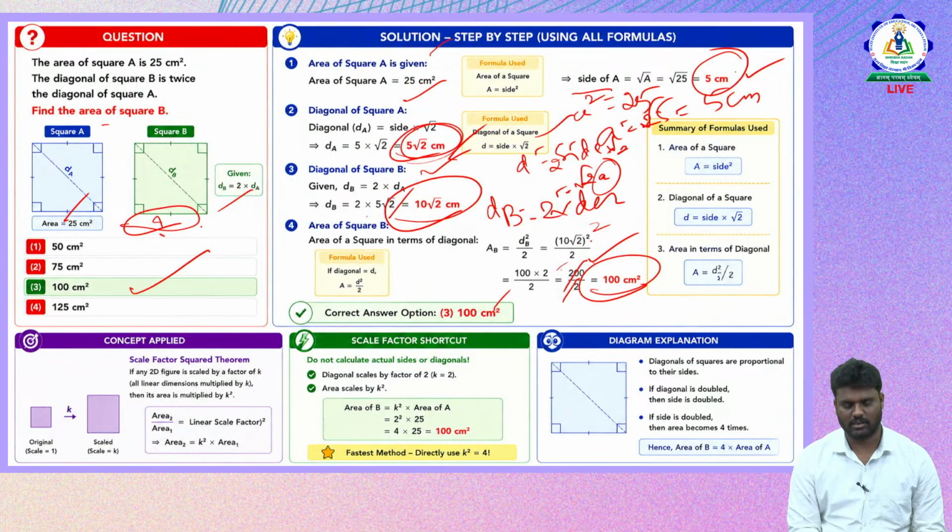Okay, in some cases, instead of calculating this much, we can also use the fact that when the diagonal scales by a factor k, taking the two diagonals that are given, k is equal to 2. So the area of B is equal to k squared times the area of A. One of the areas they have given is 25. So apply this, and directly we will get the answer.